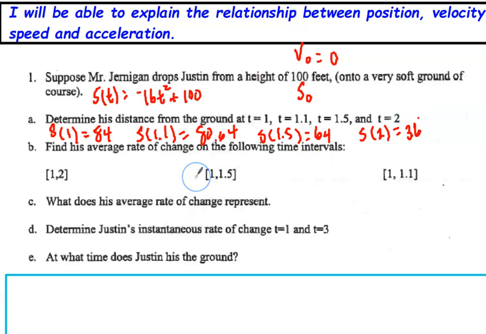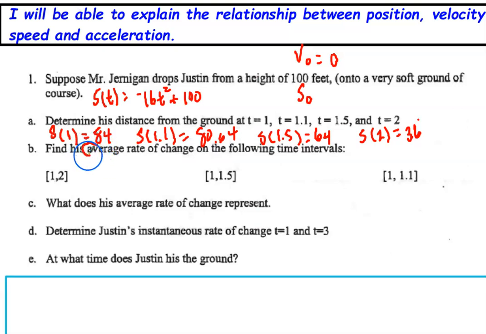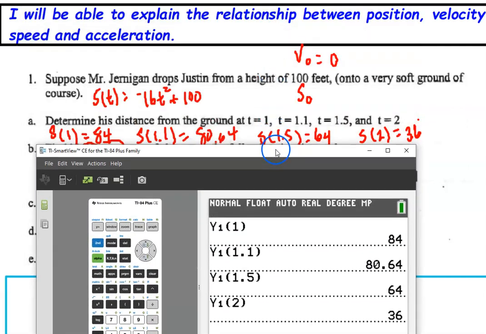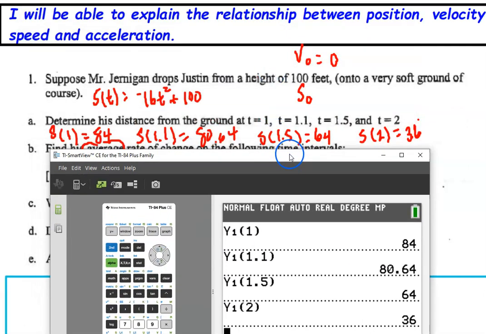All right, now the next thing we're going to do is to find the average. Look at your keywords. Average means I need 2 points. So we're finding the average rate of change, which is the average velocity. So that would be his position at 2 minus position at 1. There's my difference quotient over 2 minus 1. I have those numbers already here, so I'm just going to retype them in. So position at 2 minus position at 1.